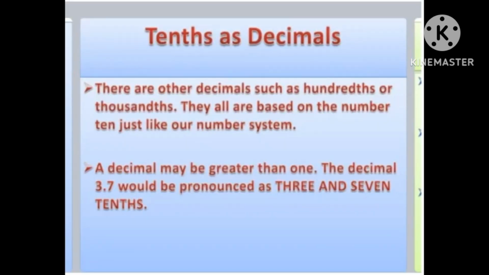Tenths as decimals. There are other decimals such as hundredths or thousandths. They are all based on the number 10, just like our number system. A decimal may be greater than 1. The decimal 3.7 would be pronounced as 3 and 7/10. That would be tenths as decimals.